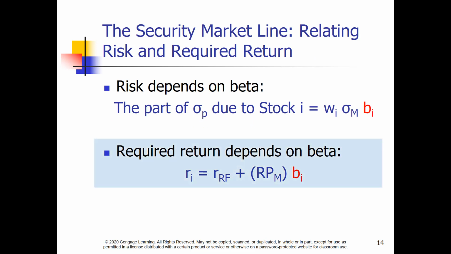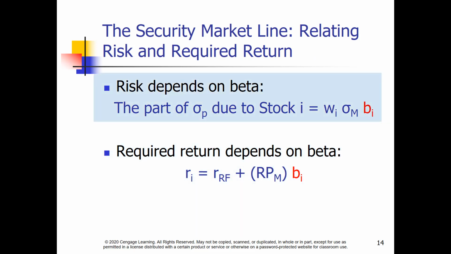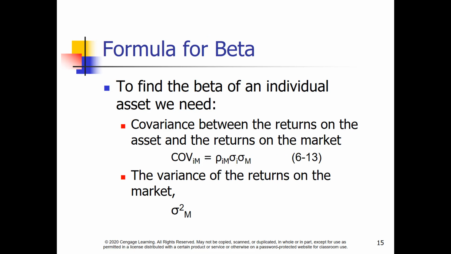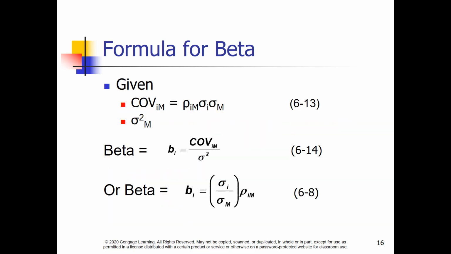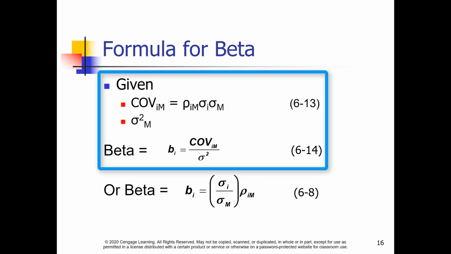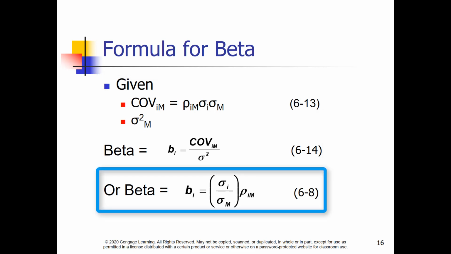Summarizing, the required return on an asset depends on beta. The part of the risk of a portfolio due to a specific asset depends on the beta of that asset. We need two variables to calculate beta: the covariance between the returns on the asset and the returns on the market, and the variance of the returns on the market. Given those two pieces of data, Formulas 6.13 and 6.14 provide formulas for beta. However, we're going to use Equation 6.8 on the following slides.